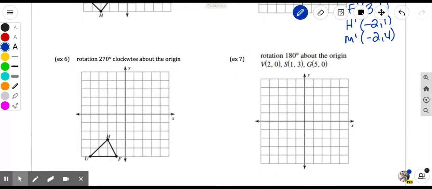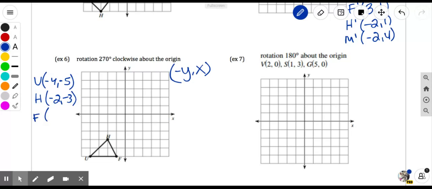Okay, a couple more. Number 6, we have 270 clockwise, which is the same as 90 counterclockwise. So that's going to be negative y, x. And so we need our points. So U is at negative 4, negative 5. H is at negative 2, negative 3. F is at negative 1, negative 5.